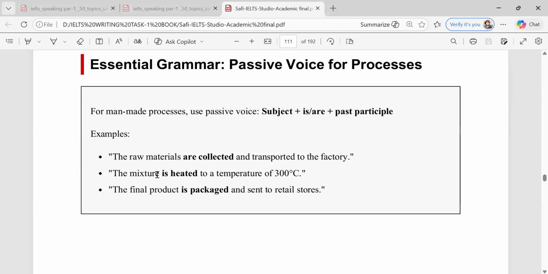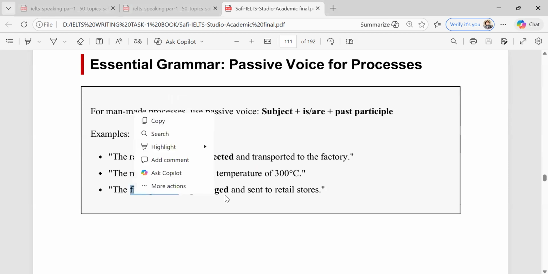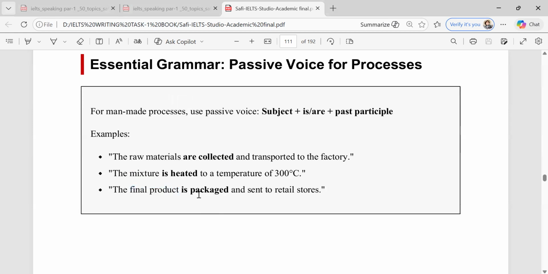The mixture is heated. Now this is present. Process diagrams are usually in present, not in past, so we prefer using the present form. The mixture is, why? Because mixture is singular. The mixture is heated to a temperature of 300 centigrade. And then we say the final product. Again, it's singular, is packaged and sent, because the first verb has to be the third form. Again, if you want to use the same process, then we can use the third form of verb to retail stores. So in all cases, we have used passives.